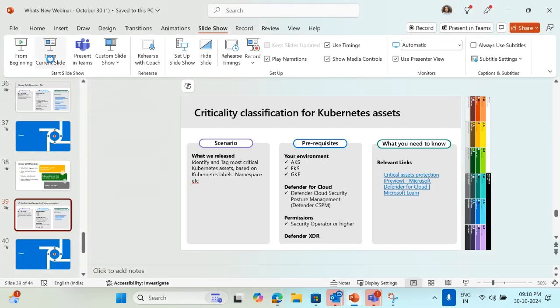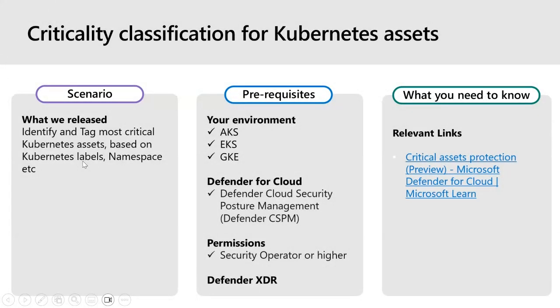Okay, let me go back to the slide and talk about the next feature, that is criticality classification for Kubernetes assets. So here comes the criticality classification feature. Defender for Cloud has the capability to identify and tag your business critical resources. This empowers our customers to explicitly identify their most critical assets, ensuring risk prioritization for the most critical resources.